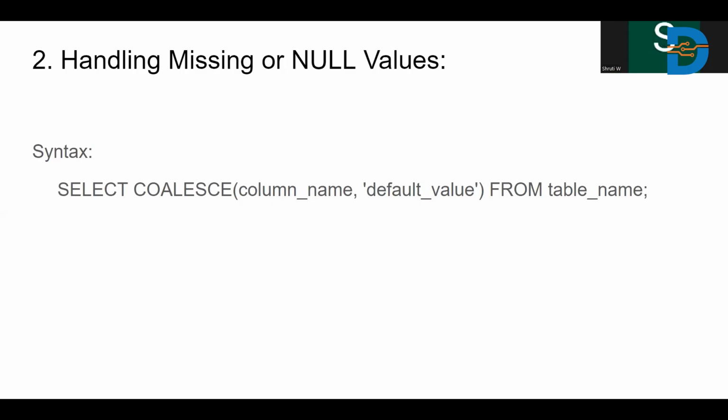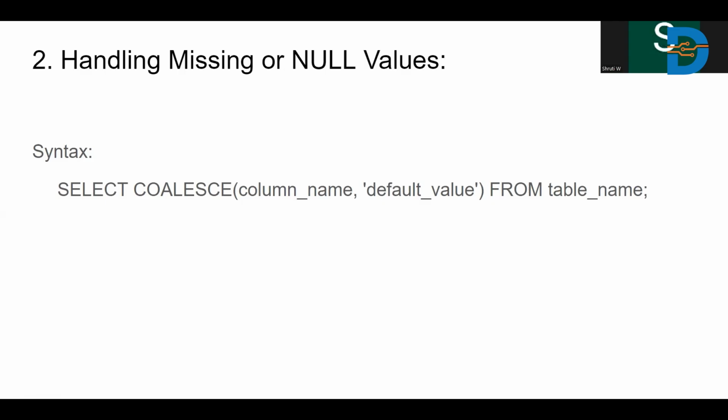Second is handling missing or null values. Often missing data is represented as NULL values in SQL. Handling missing data is very important because it can cause errors in calculations or skew your results. SQL offers several ways to deal with this. You can use the COALESCE function to replace the null value with default values, so you can ensure your data set is complete.